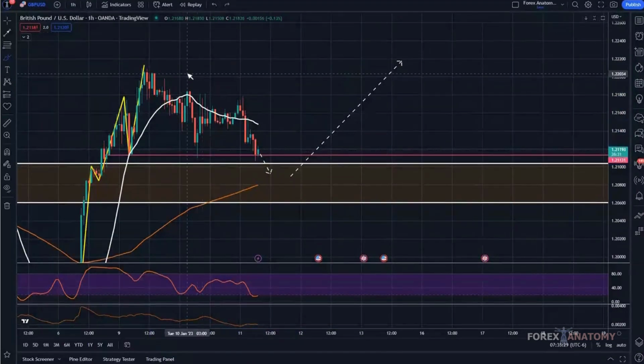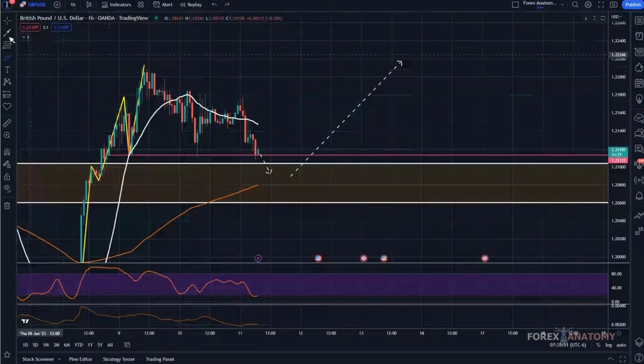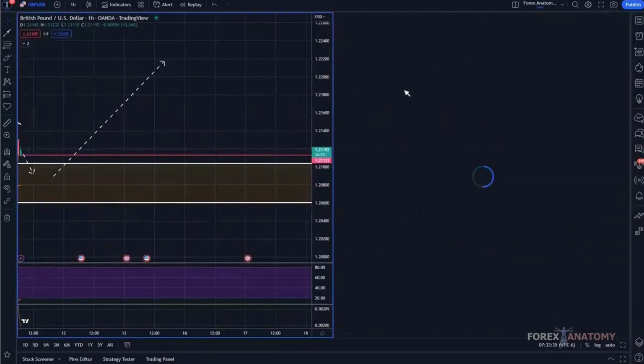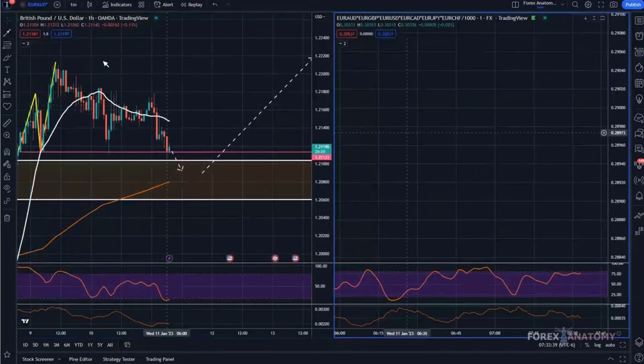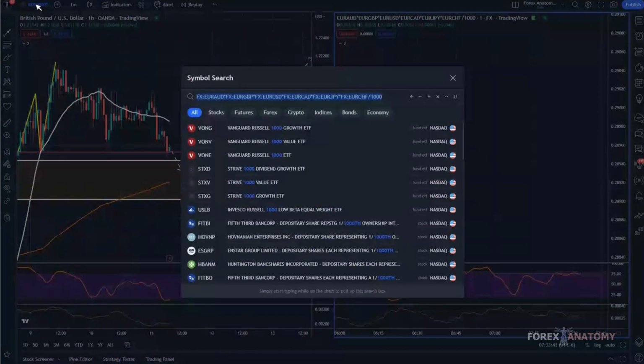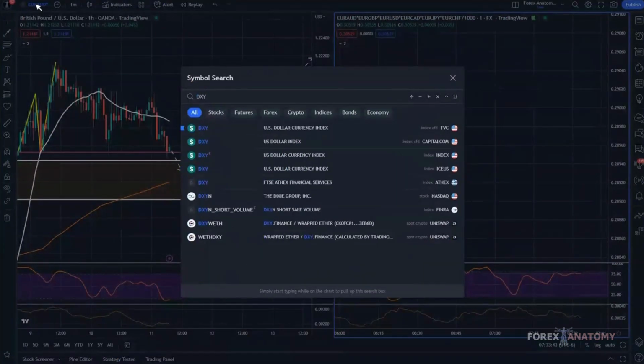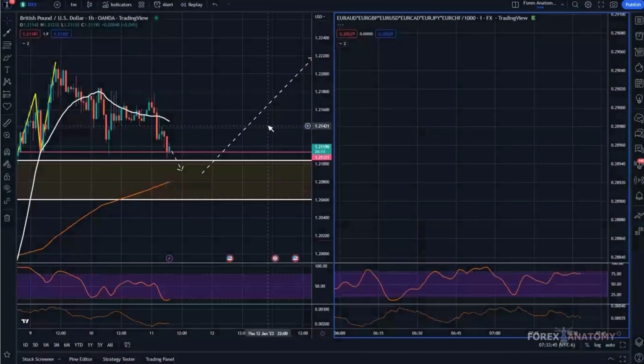And if you need more clarity, then what you should also do is look at something like the Dixie. You can pull up a window to the side and go to the Dixie, DXY, and we can see how that is looking. How is the Dixie looking?